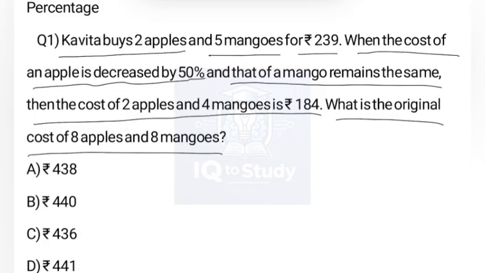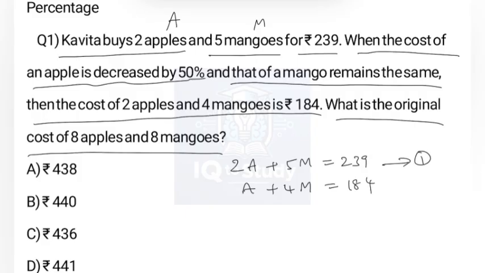According to the question, if we take apples as A and mangoes as M, then 2A plus 5M is equal to 239 and A plus 4M is equal to 184. Let it be equation 1 and let it be equation 2. Let's solve this.